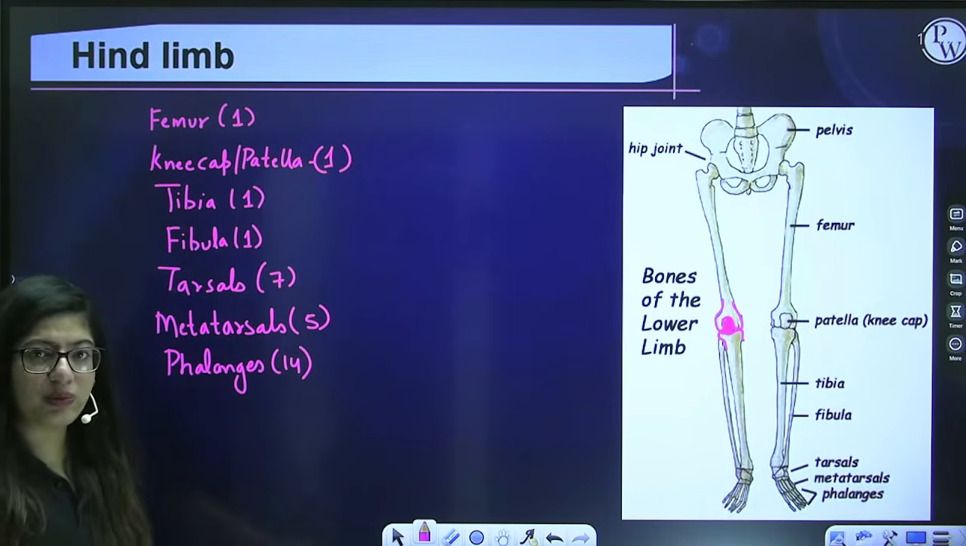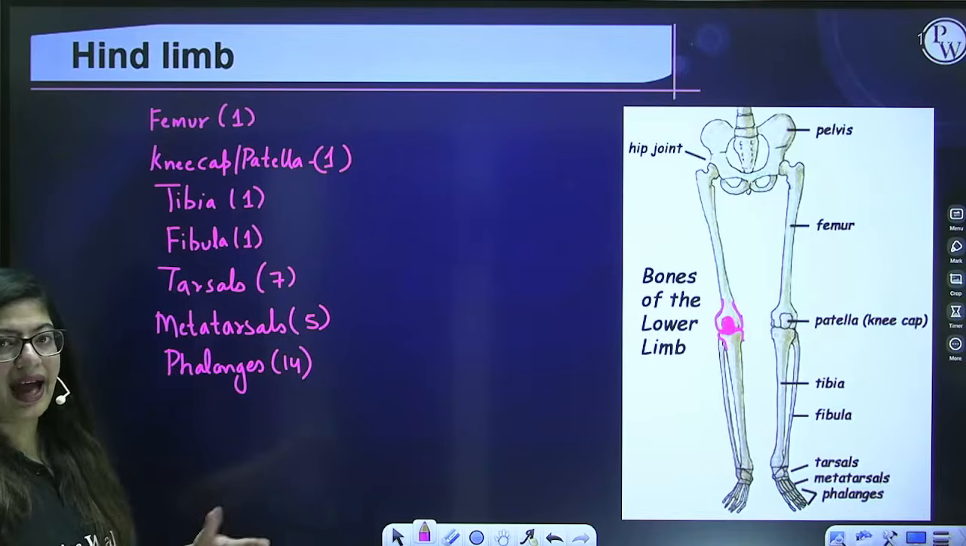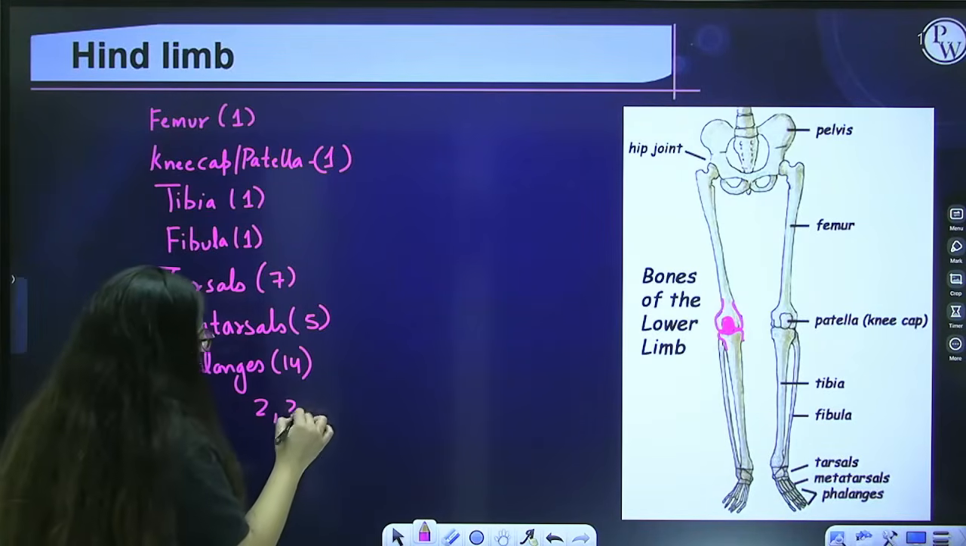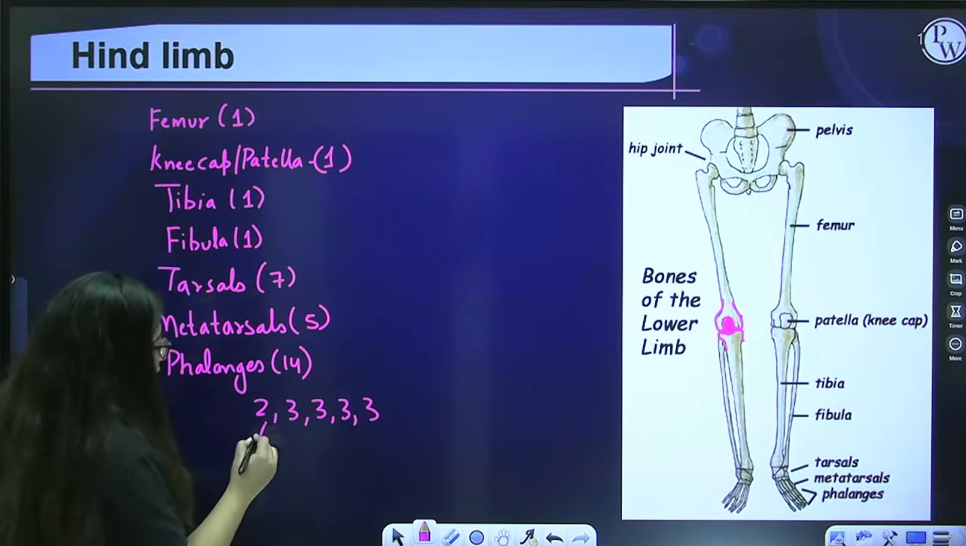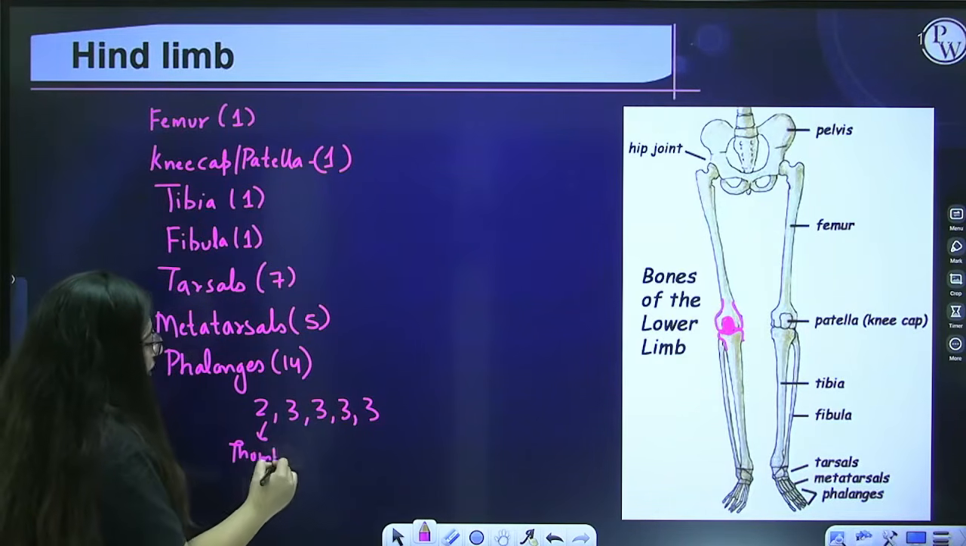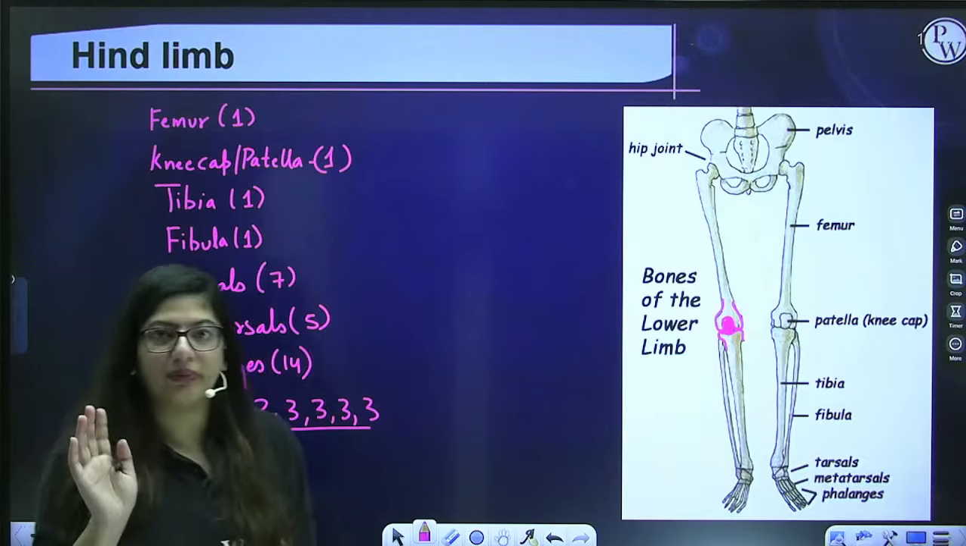How are they arranged basically? How phalanges are arranged in both hand and feet? 2, 3, 3, 3, 3. 1, 2, 3, 4, 5 fingers we have. This is for thumb. And these are for other fingers. Same for the forelimb. Okay.